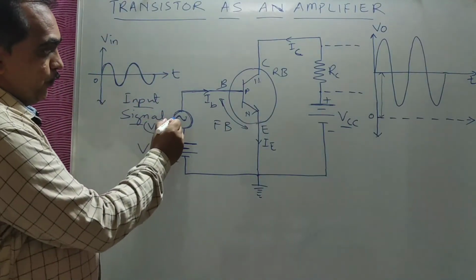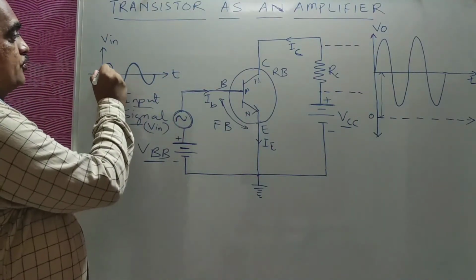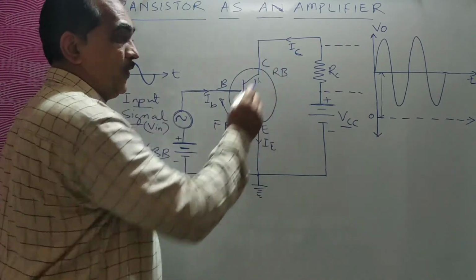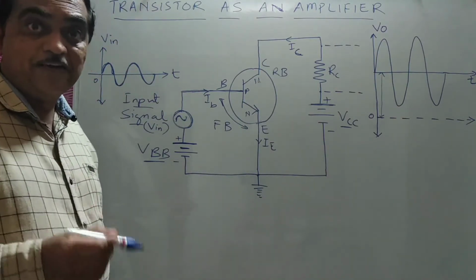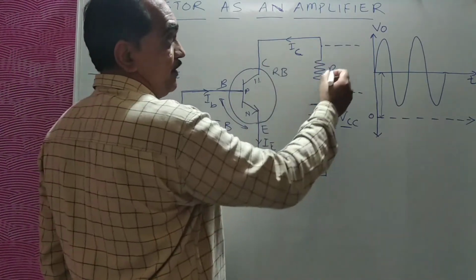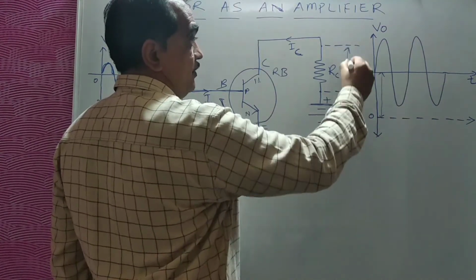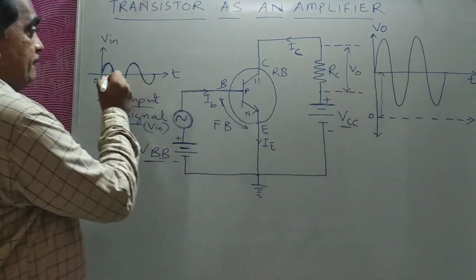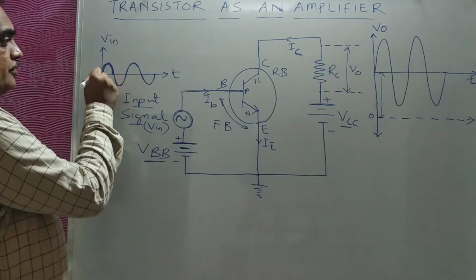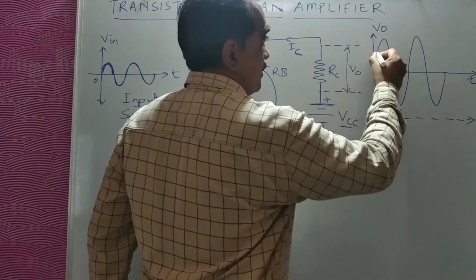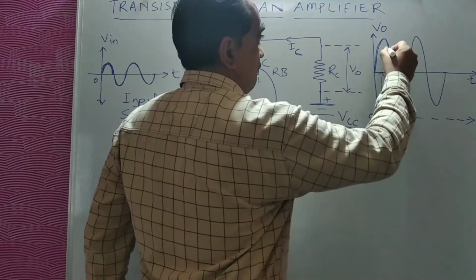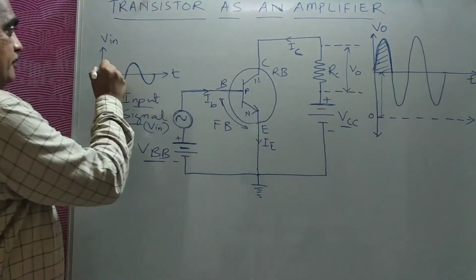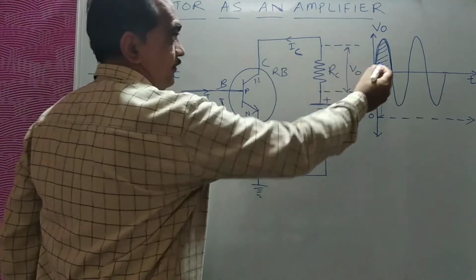Now whenever the input cycle goes positive, the collector current will increase more, and that increase will develop a voltage across RC, V0 equals IC into RC, and you can see that here. So if this is your input, the output will be like this. It is amplified. This is the output. So for this input, you are getting this output.